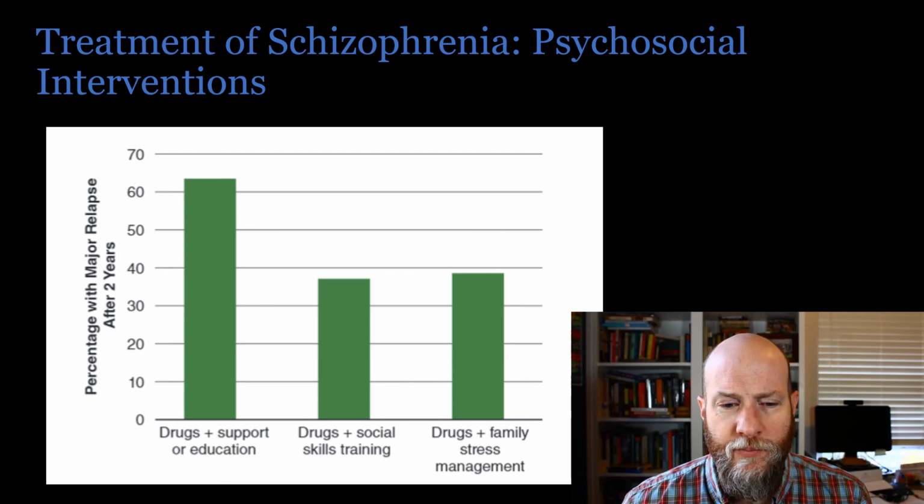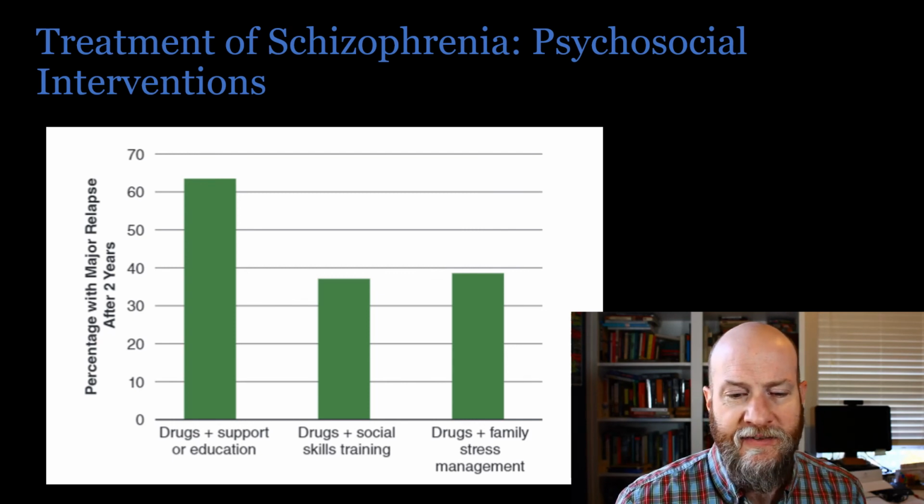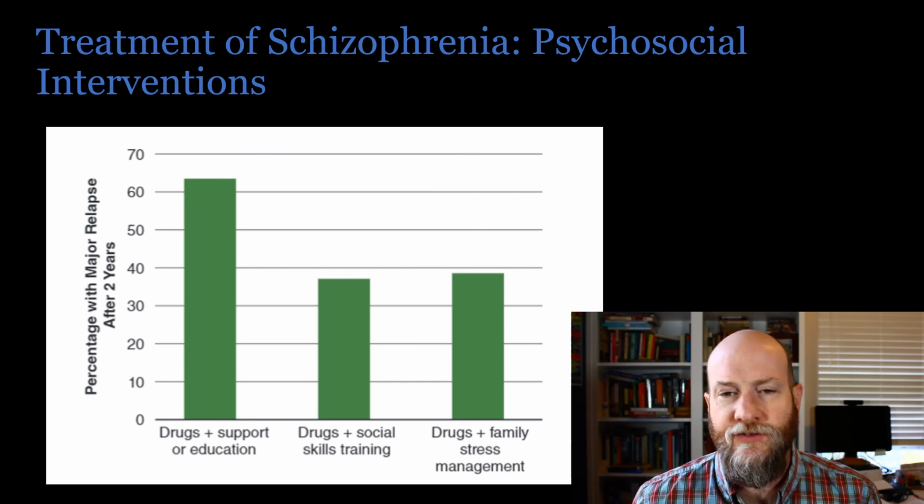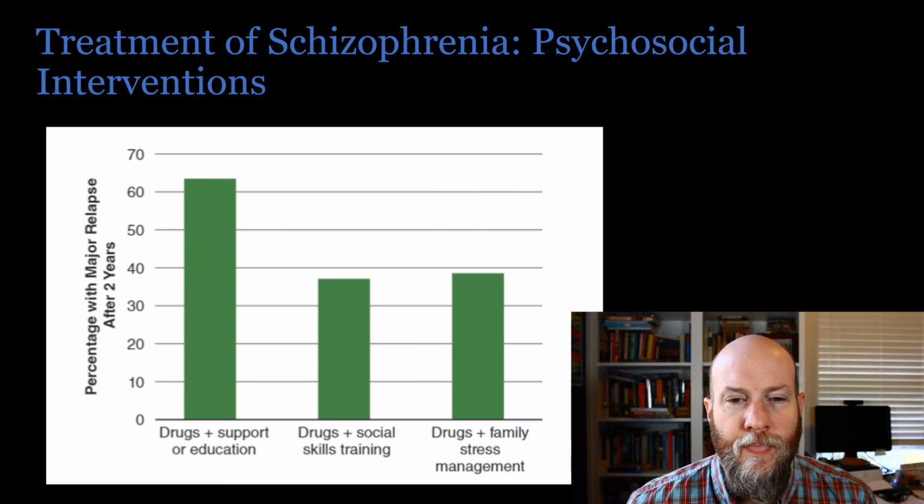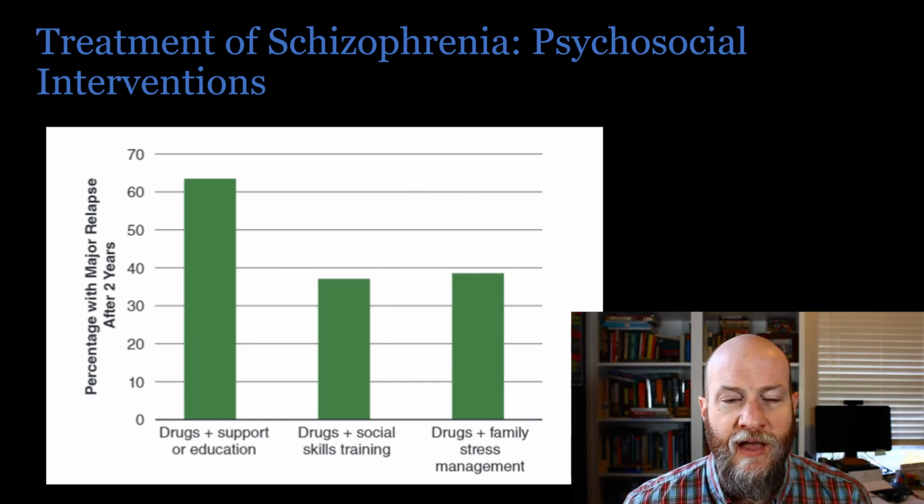This is just some examples from research of a treatment from 1980 to 1992. So people were assigned to one of three groups. In all three groups, they were receiving antipsychotic medication. And what they found was that support or education showed some decrease in major relapse, but that social skills training and family stress management seemed to be more effective by a pretty significant amount. Here you can see by about 20-25% in reducing the likelihood of relapse after 2 years of initial diagnosis. So we do know that these psychosocial interventions make a difference in the course of the illness for that individual.